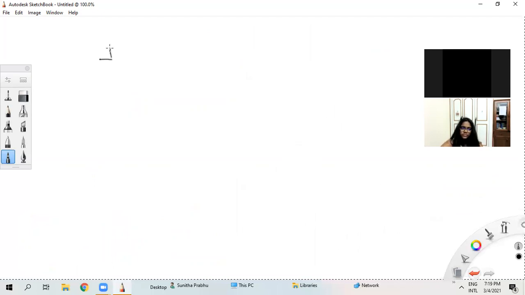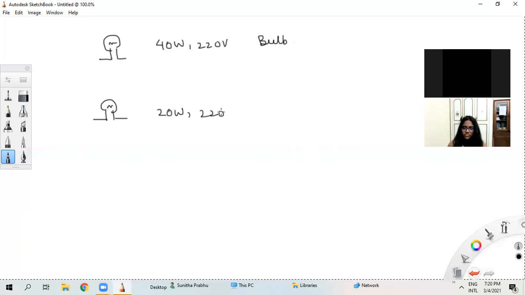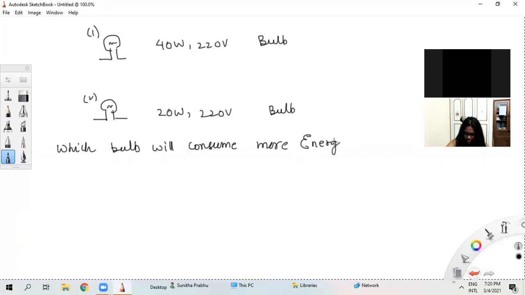Because we want to distinguish it like this. See, I can have a bulb, I call it a 40 watt, 220 volt bulb, and I have another bulb which is 20 watt, 220 volt bulb. So this is bulb number one, this is bulb number two. If I say which bulb will consume more energy, what will be your answer?